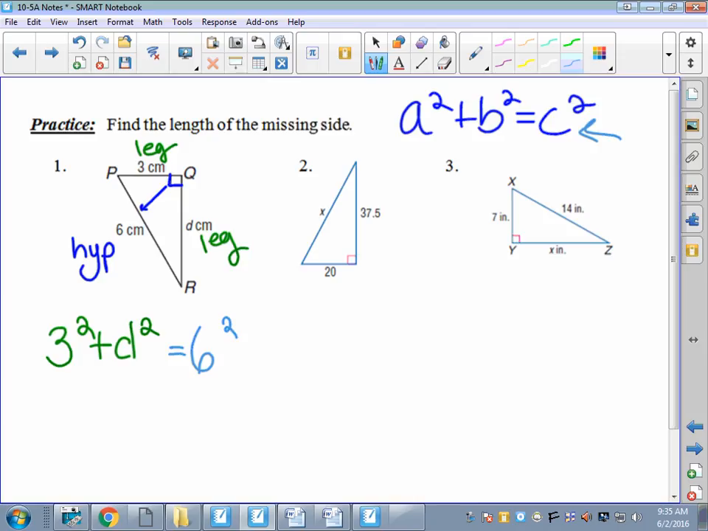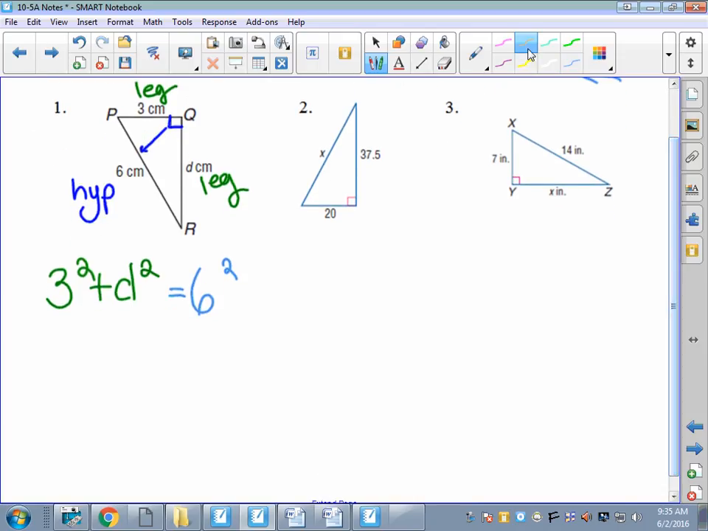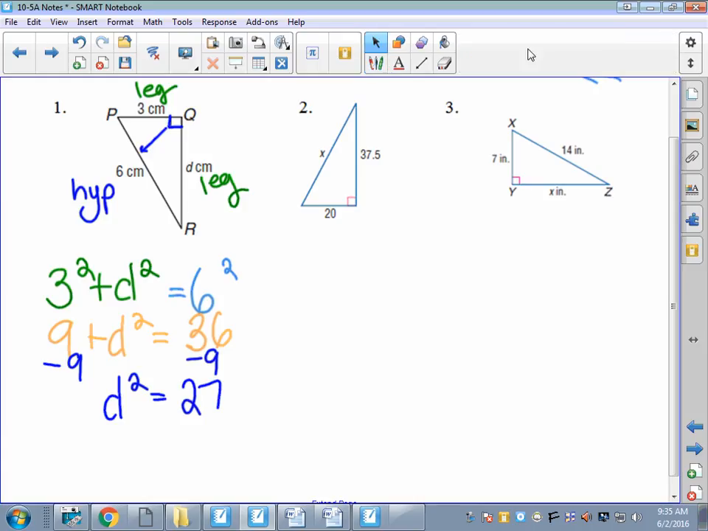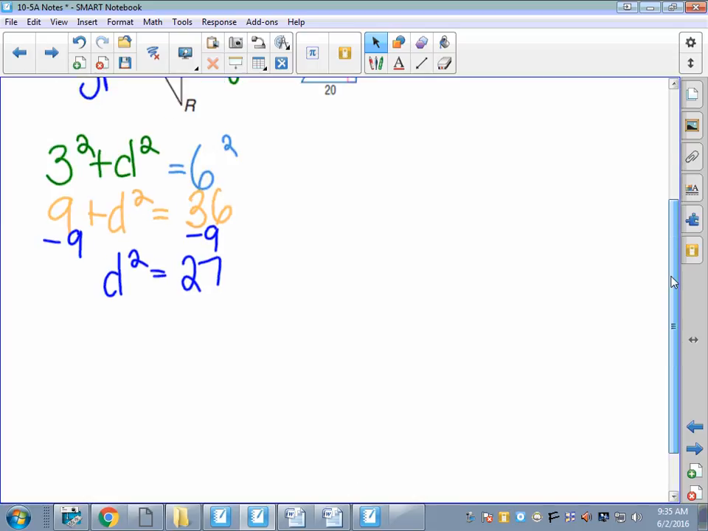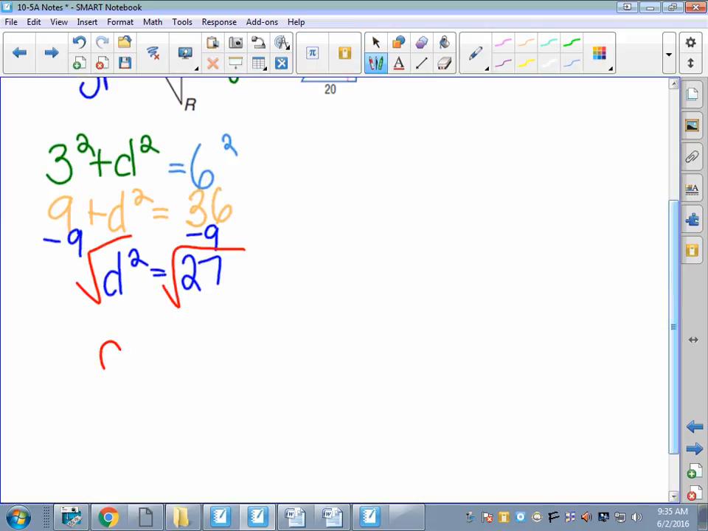So now let's do a little bit of squaring and then solve an equation. So 3 squared is 9. 6 squared is 36. Solve this the old-fashioned way. Let's start by getting rid of that 9. So d squared equals 27. And now I know that you know what to do, right? Because if I've got a d squared, I don't care what d squared equals. I want to know what a plain old d is equal to. So that means I'm going to have to square root both sides. Square rooting and squaring cancel each other out.